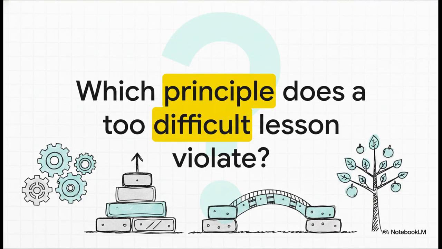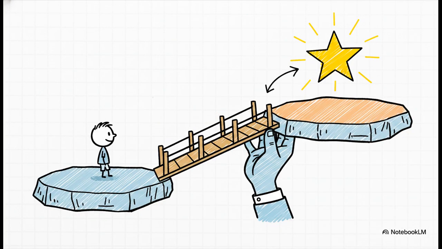Let's try another one to keep you on your toes. How well do you know your pedagogical theories? A lesson designed to be too difficult for students without support violates which principle of good planning? Is it alignment, scaffolding, differentiation, or something else entirely? It's the zone of proximal development, or ZPD.